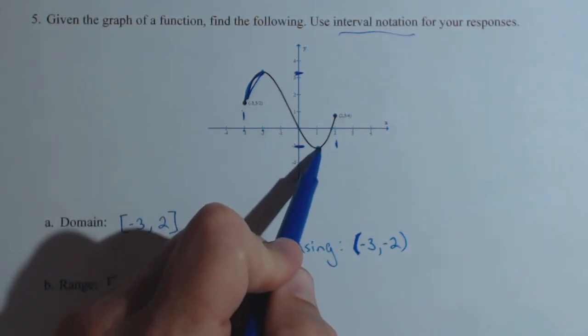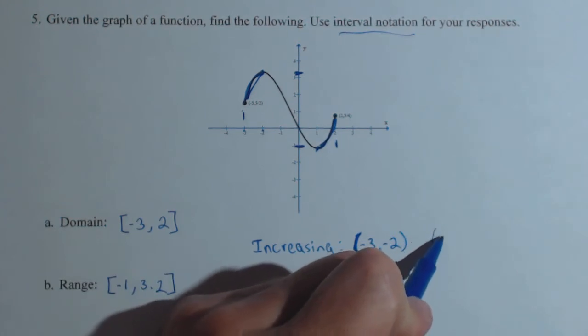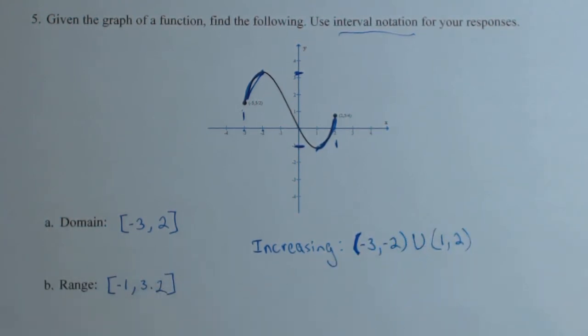Now if we look, there's another place where it's increasing from 1 to 2 right over here. And so if we have this happen where we have 2 or more places, we union them together with a u.